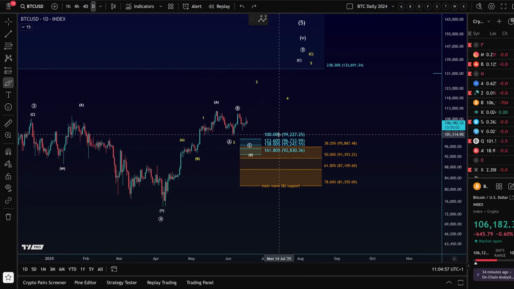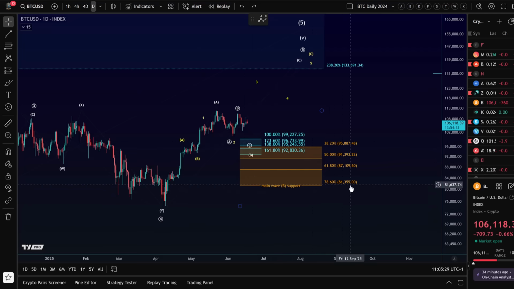Now, it's important to understand that this B wave, technically, is an ideal target area between $92,830 and $99,227. But if the price cannot find any support there, then it could still be a B wave. I mean, technically, the B wave has room all the way down to $81,350. It's a 78.6 retracement. This is generally, let's say, the last relevant support level for a B wave.